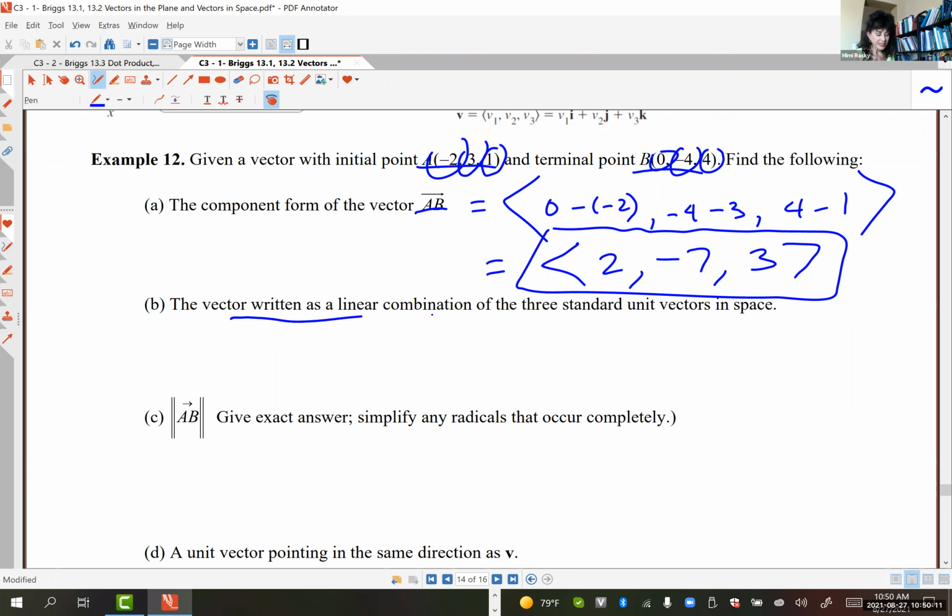Well, how would you write that same vector as a linear combo of those 3 standard unit vectors in space? No problem. Just use your I, J, and K now, but no angular brackets, because this format doesn't require brackets or commas. You're going to go 2I hat minus 7J hat plus 3K hat, and you're done.